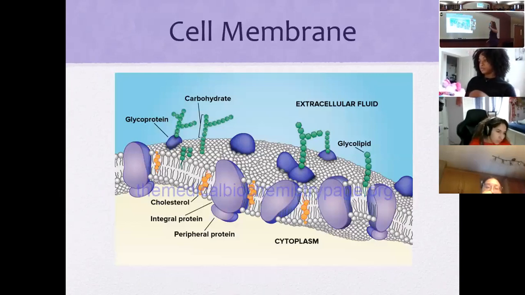Here's my cell membrane. It's just so pretty. It's just so beautiful, all of this stuff happening here. It's so dynamic.